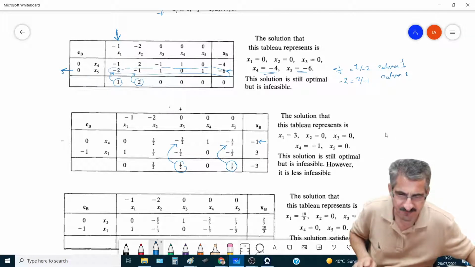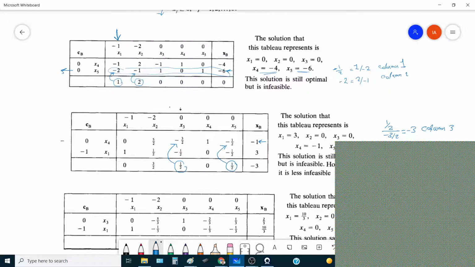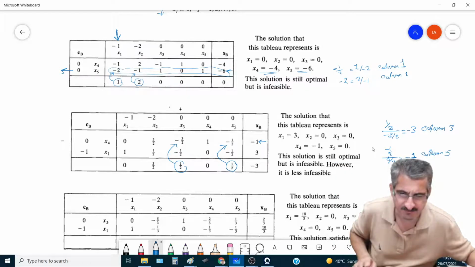So we have 1/2 divided by -3/2. This gives us -3. This is for column 3. And we have 1/2 divided by another 1/2 and get -1. This is for column 5. So we will take the, what did we say here? The largest negative, right?